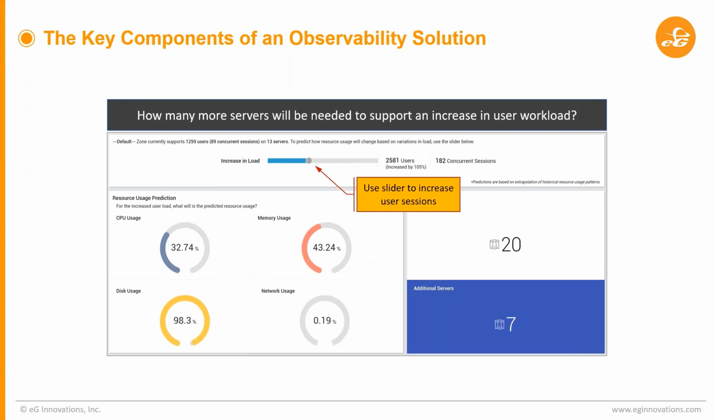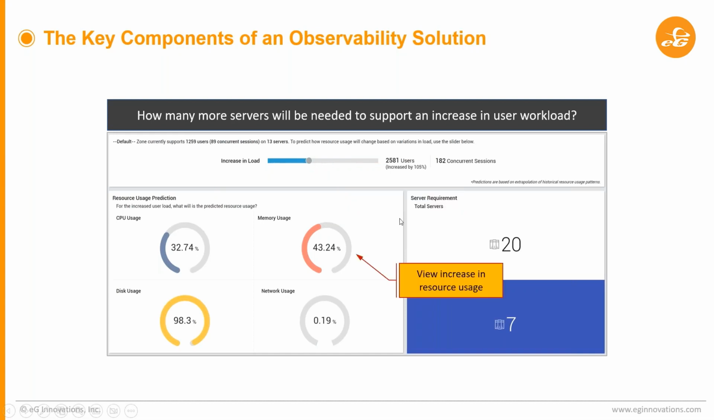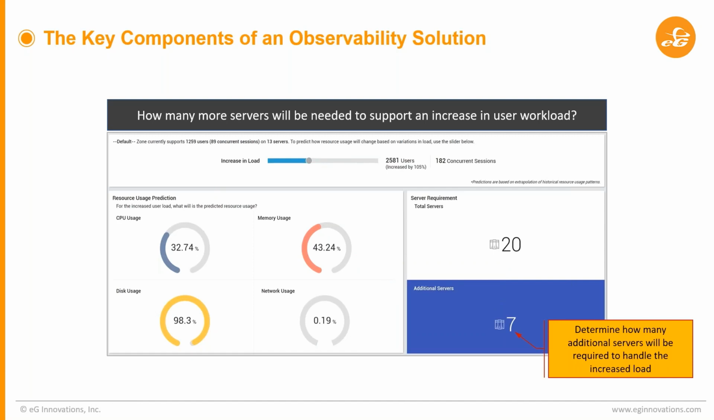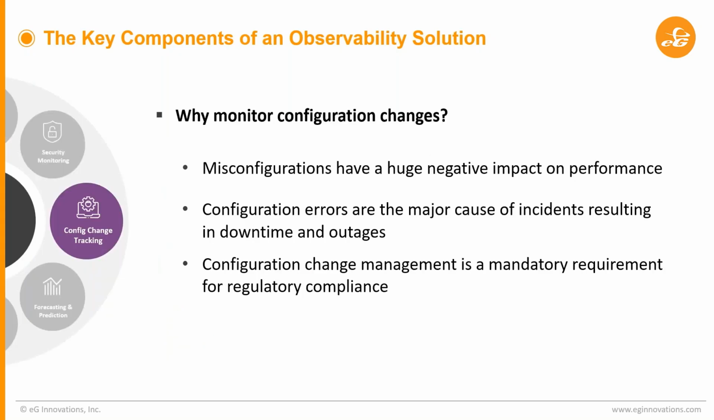Also important from a planning perspective is the ability to have capacity planning reports. Here I'm showing a report based on a digital workspace deployment where you can look at past history and say, what if my load increased? You have a slider, you move the slider to say how much your session workload is going to increase by. And based on that, we can tell you what increase you should expect in different resources on your servers and how many more servers you need to handle the increased load. So this is something that you can get from an observability solution as well.